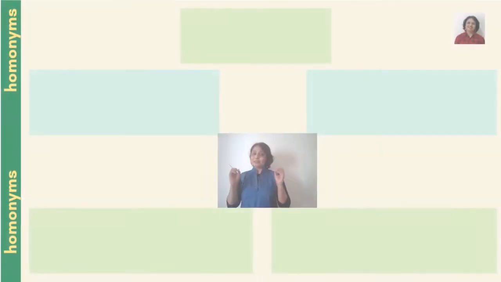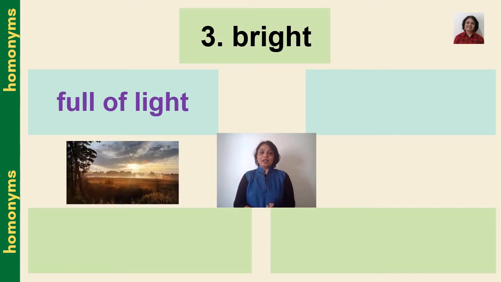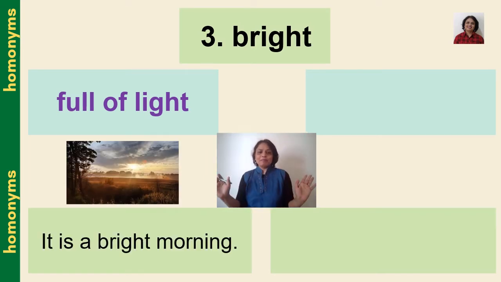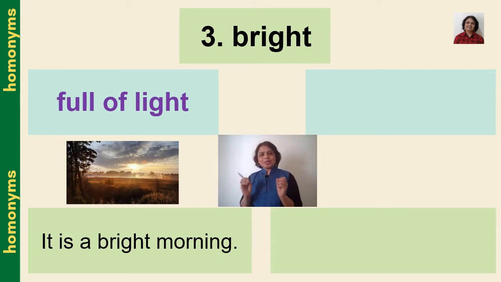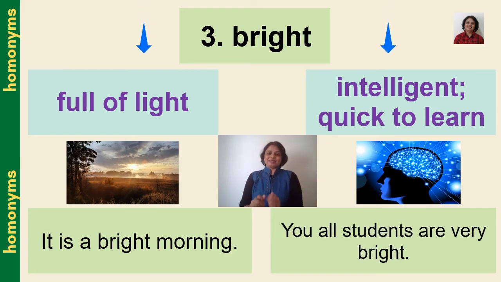Number three is bright. Bright, as you can see in the picture, the morning is very bright, full of light. The sun is shining in the sky. So the morning is bright. The same word bright is used when you are talking about a person, about his qualities. Like for example, someone is very bright means he is very intelligent, quick to learn the things. All students are very bright.